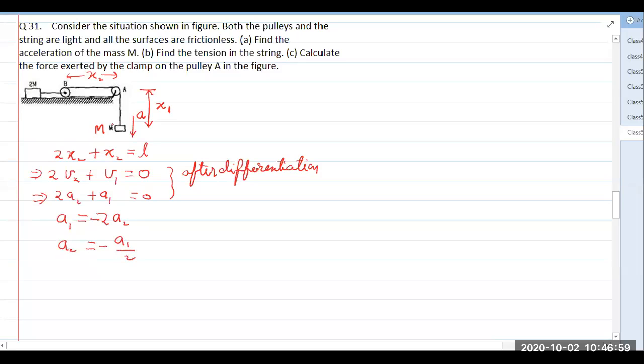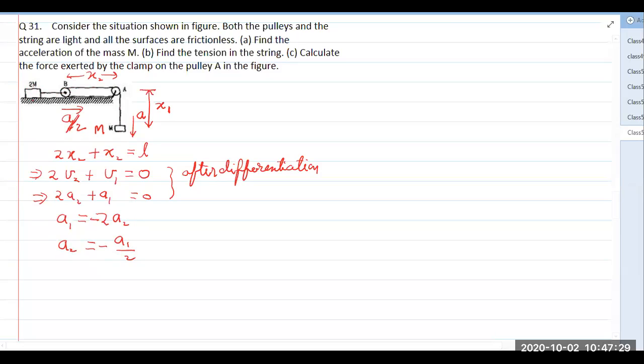If this one is going down with acceleration a, this object will slide rightward with acceleration a by 2. You can see this is related with a by 2. So this object B will slide rightward with acceleration a by 2. And if B slides rightward, the block will also slide rightward with the same acceleration, because this is directly attached. Now this is the constraint relation.